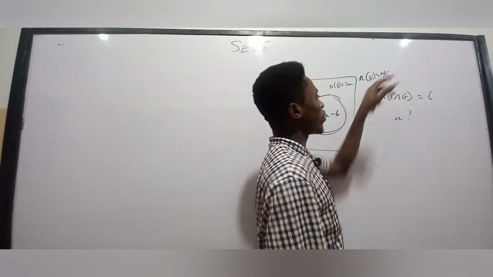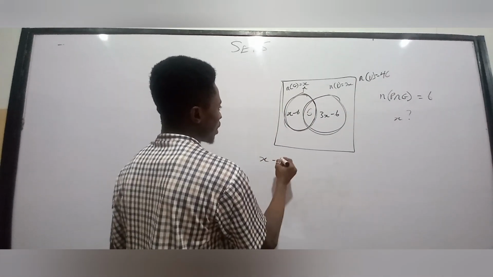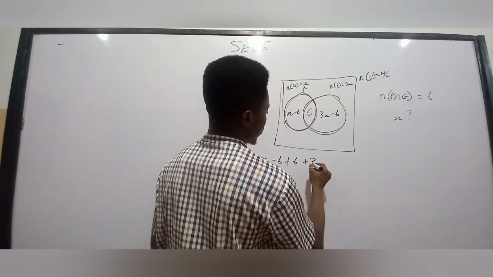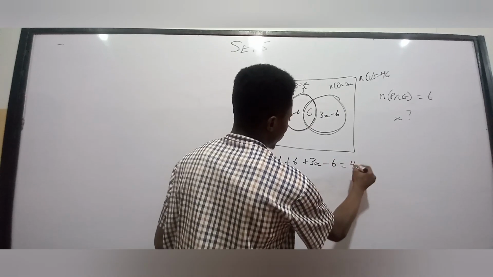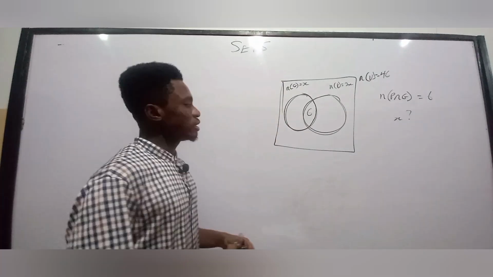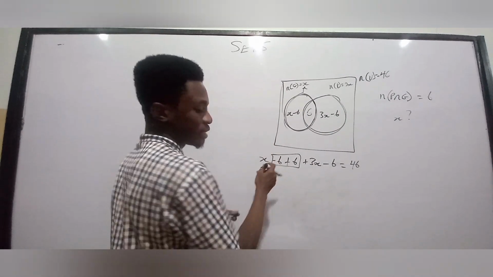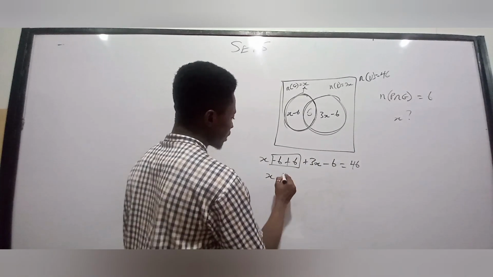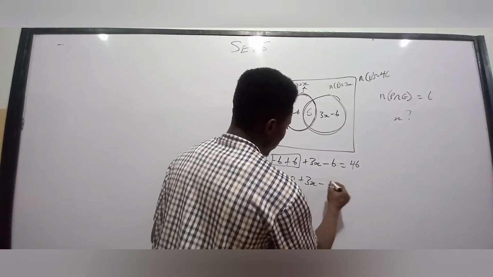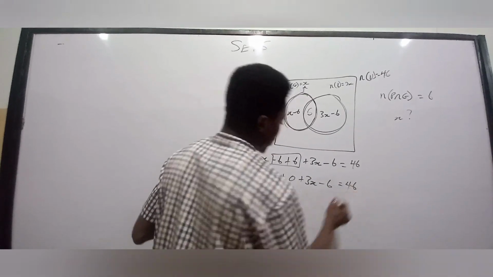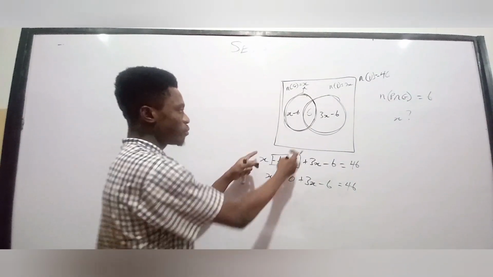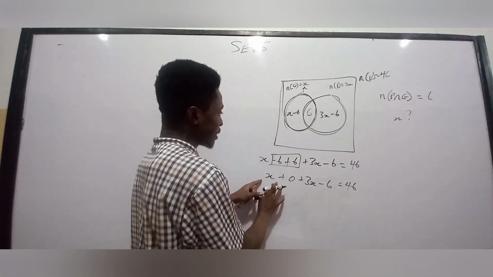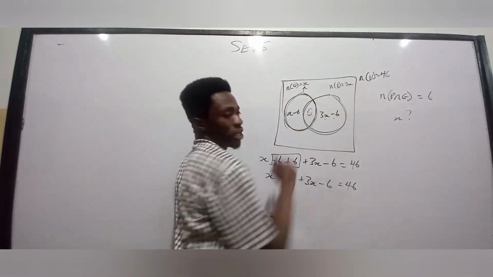So when you are done, the only thing you do is, you know that everything in here is equal to 46. So you see that X minus 6 plus 6 plus 3X minus 6 is equal to 46. Negative 6 plus 6 will give you 0. So we get X plus 0 plus 3X minus 6, which is equal to 46. So from here, I can even say that just take the total of this, which is X, then add this and that to get 46.